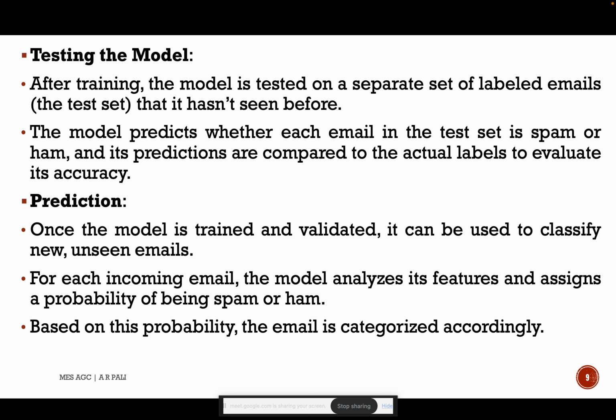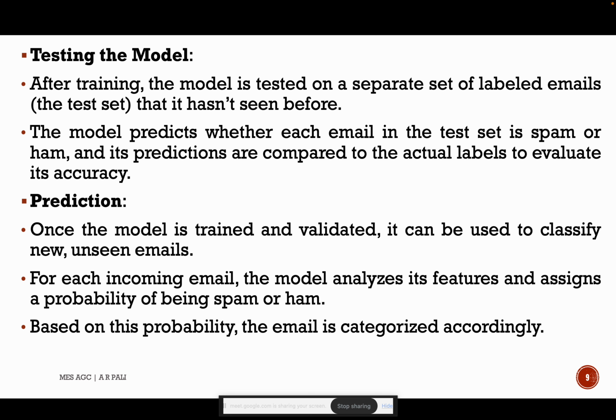Testing the model. After training, the model is tested on a separate set of labeled emails, the test set, that it hasn't seen before. ऑलरेडी एक पर्टिक्युलर डेटा सेटवर आपण ट्रेनिंग केलेलं आहे. आता नवीन डेटा सेट आणा आणि टेस्ट करा. ऑलरेडी आपल्याला माहीत असतं हा ईमेल स्पॅम आहे, तर मॉडेलमध्ये टाकून बघू. मॉडेल जर सांगत असेल की हो हा स्पॅम आहे, तर आपला मॉडेल करेक्ट आहे. जर स्पॅम मेसेजला मॉडेलने हॅम सांगितलं, तर मॉडेल चुकलेला आहे. The model predicts whether each email in the test set is spam or ham, and its predictions are compared to the actual labels to evaluate its accuracy.